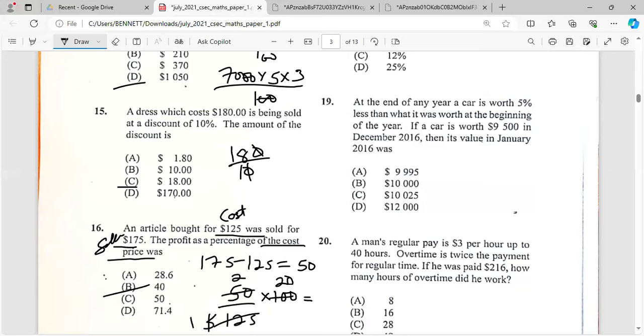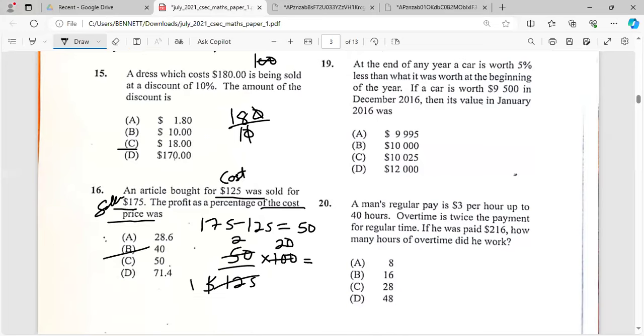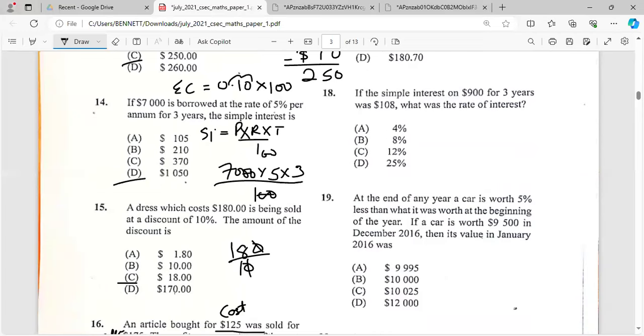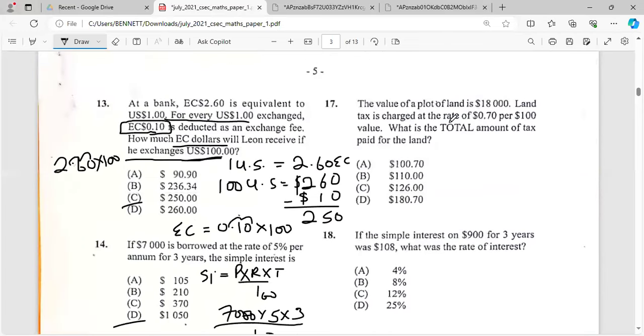Alright, 17 now. It says the value of a plot of land is $18,000. Land is charged at a rate of 70 cents per $100 value. What is the total amount of tax paid for the land? So they gave us the rate per $100, right? So we need to know how many hundreds are in this. That's how I would approach it.